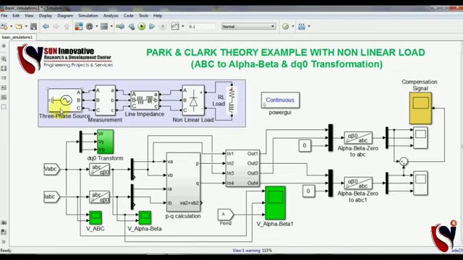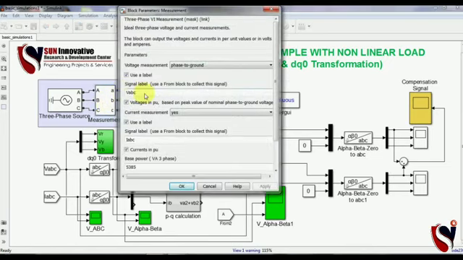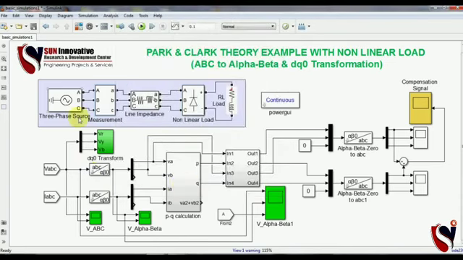Here you can see the non-linear load: a three phase source connected with the measurement, this is the line impedance, this is the non-linear load, and this is the RL inductive load. From this measurement the signals give VABC and IABC, the three phase ground current and voltage. Those signals are directly transmitted over here. These are the VABC and IABC current and voltage signals from the non-linear load, and they go to the ABC to alpha beta transformation.